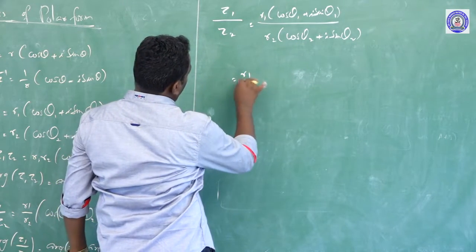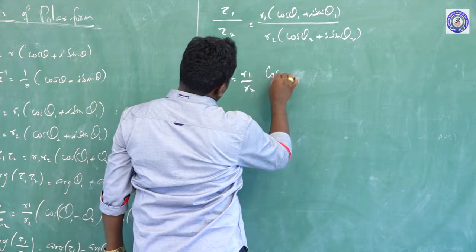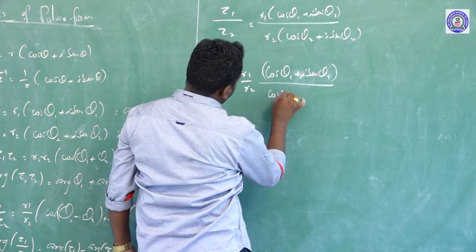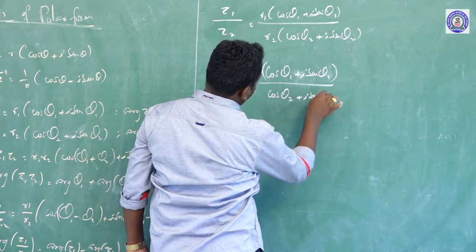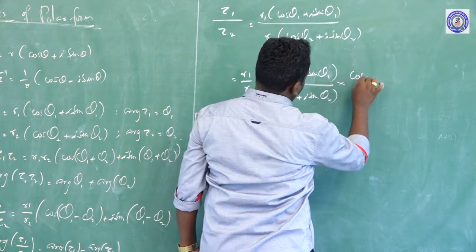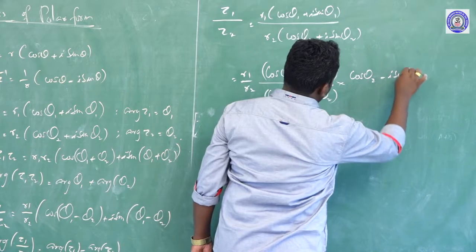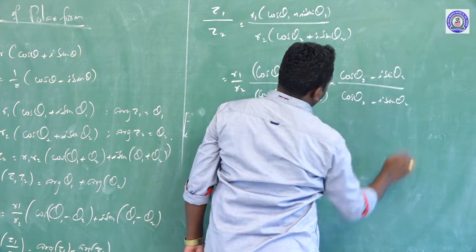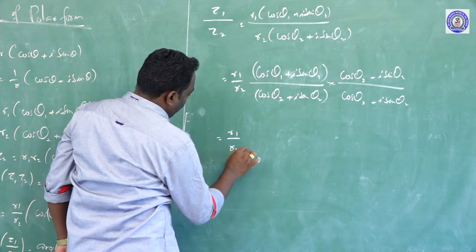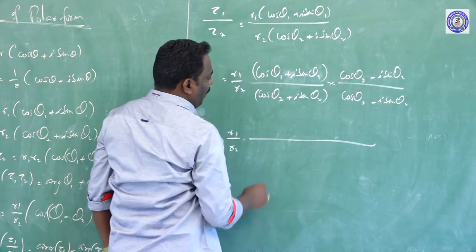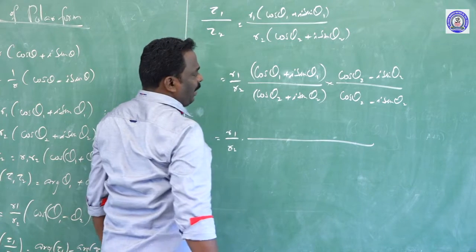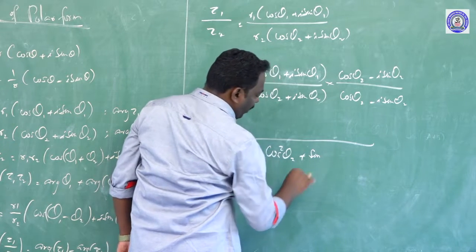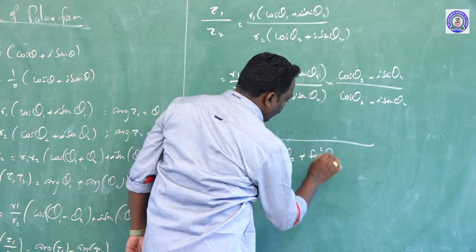That is equal to r1 by r2, which is a scalar, into (cos theta 1 plus i sin theta 1) by (cos theta 2 plus i sin theta 2), and the conjugate is (cos theta 2 minus i sin theta 2) by (cos theta 2 minus i sin theta 2). Applying the (a plus b)(a minus b) form, where a is cos theta 2 and b is minus i sin theta 2, it became cos square theta 2 plus, since i square becomes minus one, sin square theta 2 in the denominator.